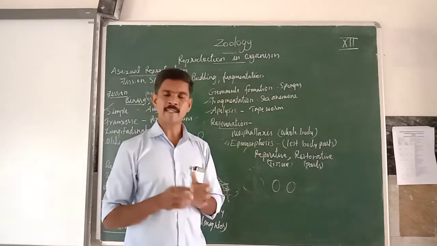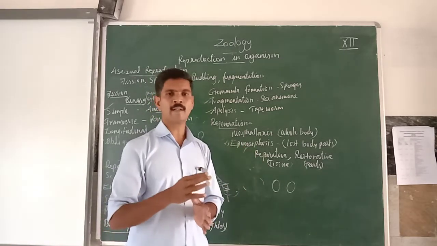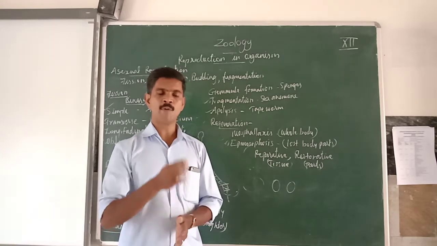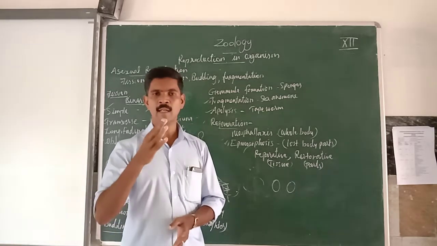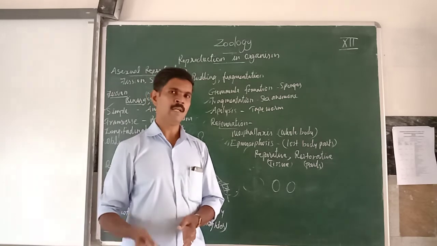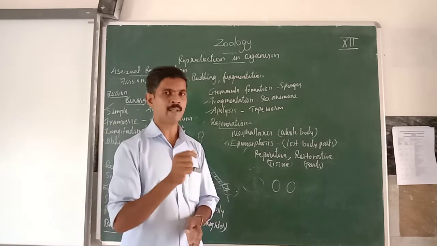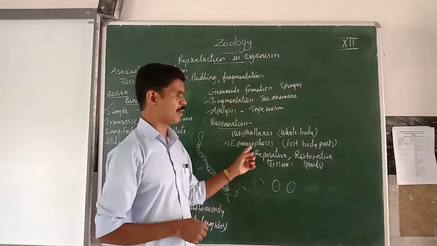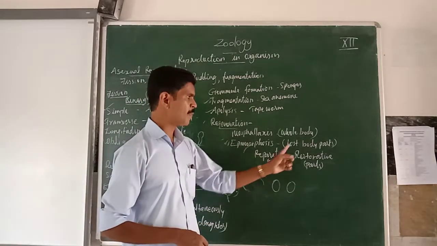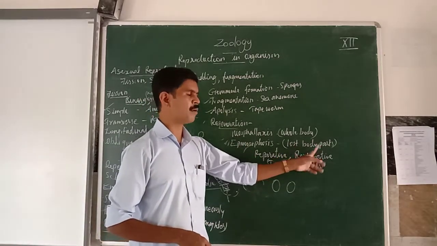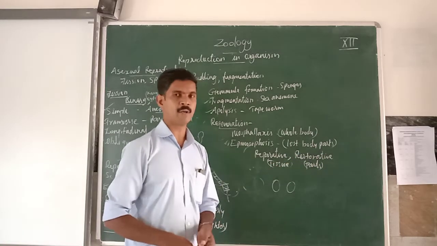Epimorphosis means, in some organisms, for example Hydra, suppose one arm of the Hydra is damaged or injured. Within a short period, a new arm is developed in the body of the Hydra. So it is called epimorphosis. Epimorphosis means the regeneration of the lost or disappeared body part.